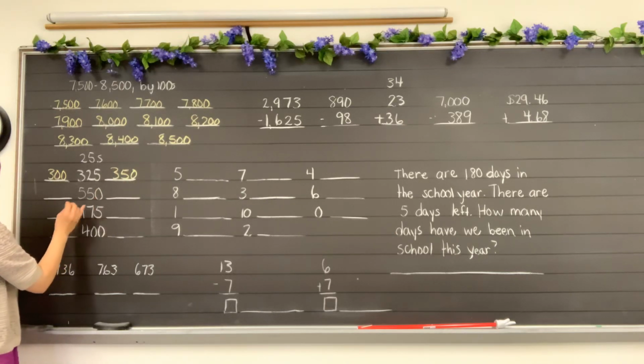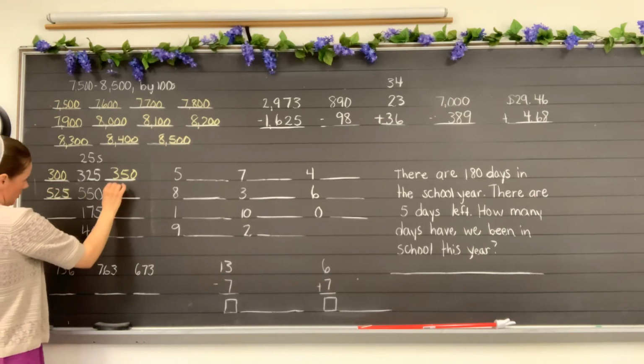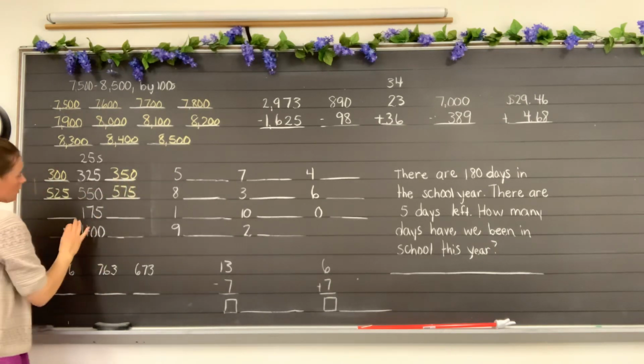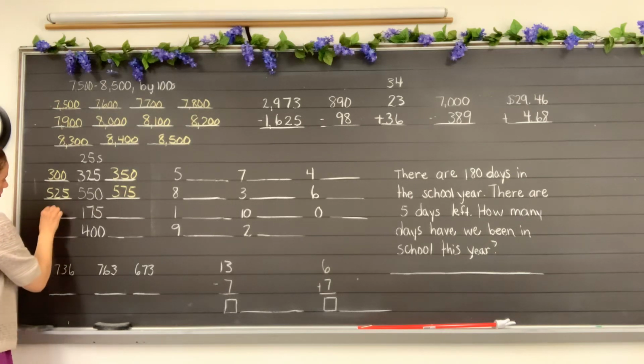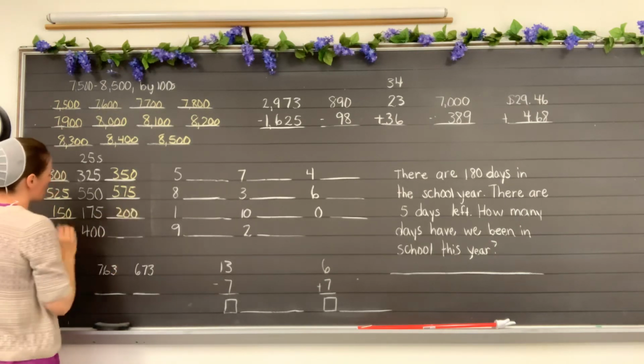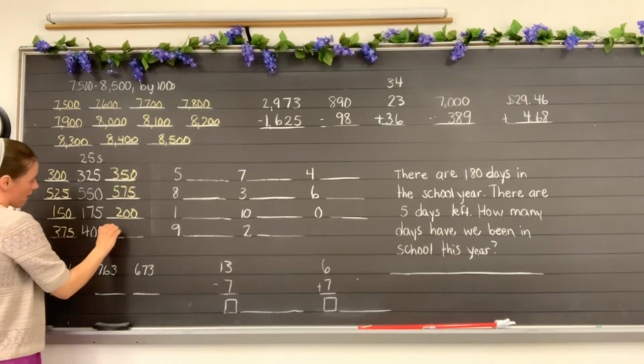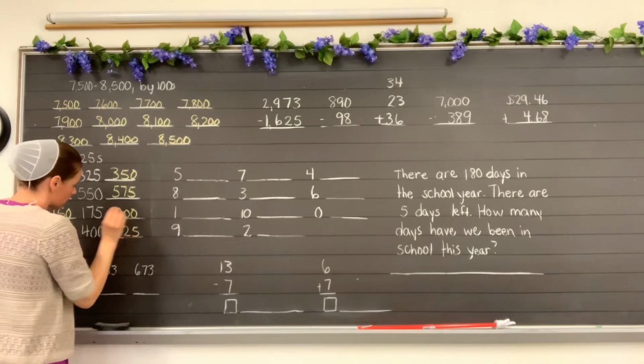Before 550 is 525 and 575. Before 175 is 150 and 200. Before 400 is 375 and 425.